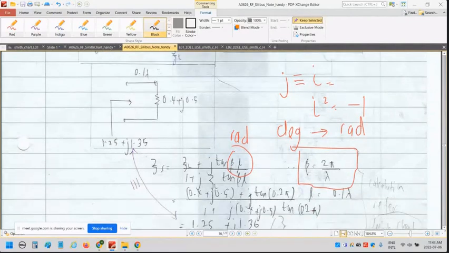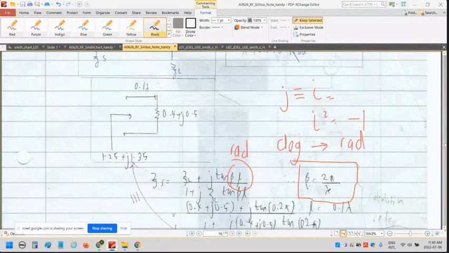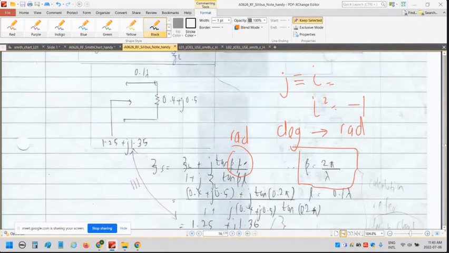And then you put j tangent beta L. Beta is 2 pi over lambda, and the L they give is 0.1. For the tangent, you should use radian, not degree. So beta is 2 pi over lambda, L is 0.1 lambda, so you cancel the lambda. 2 multiplied by 0.1, you should get 0.2 pi.